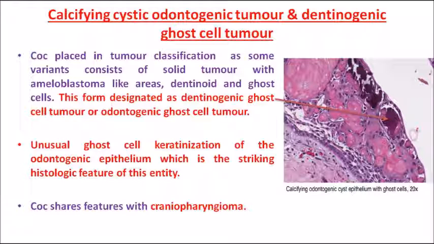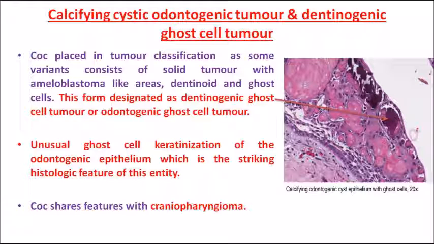Clear? In odontogenic cysts we had dealt with calcifying odontogenic cyst. Because of some rare variations, it is now reclassified into two types. One is calcifying cystic odontogenic tumor and one is dentinogenic ghost cell tumor. When calcifications are seen, it is placed under calcifying cystic odontogenic tumor. When dentine-like structures are seen, it is placed under dentinogenic ghost cell tumor. Clear? That is how it is being classified.